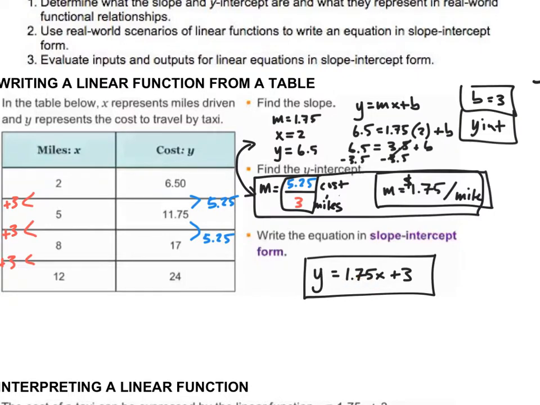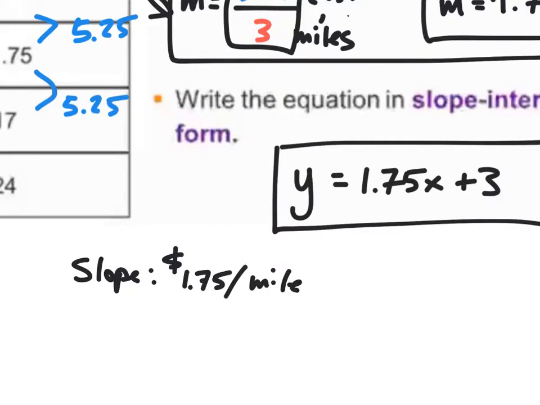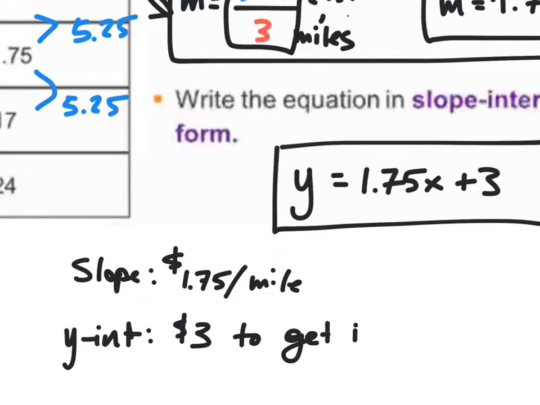And what we have to realize is, what does the slope mean? What does the y-intercept mean? So our slope represents a cost of $1.75 per mile. Our y-intercept means that if we drive 0 miles, it's still going to cost us $3. Our y-intercept is $3 to get in the cab, so we also can call this an initial fee.